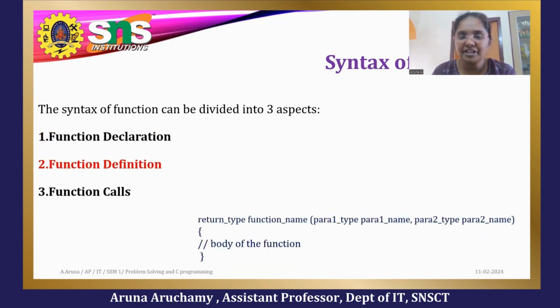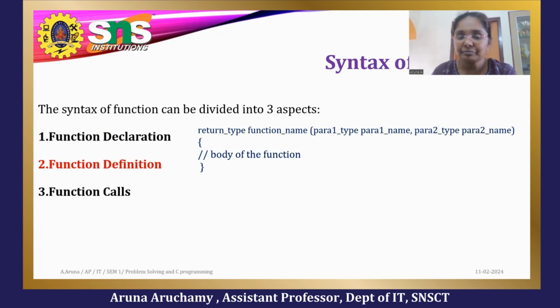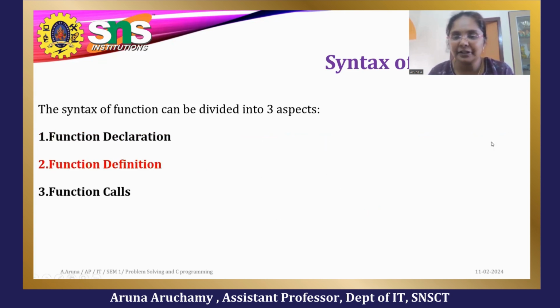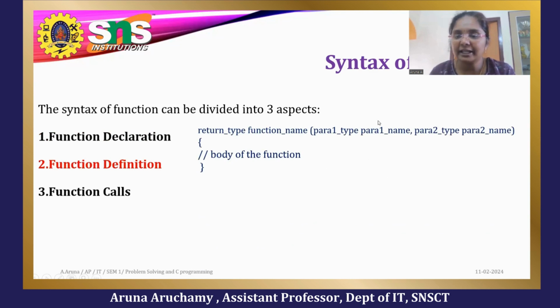Next, we can go for the definition part. In your definition part, we are going to receive the actual value. We have to pass it over here. That actual value can be converted into a formal parameter. So inside the definition part, we have to give a return type, then my function name, and whatever actual parameter is passed over here is converted here as a formal parameter. Inside it, we have to define the body of the function. So this is the function definition.